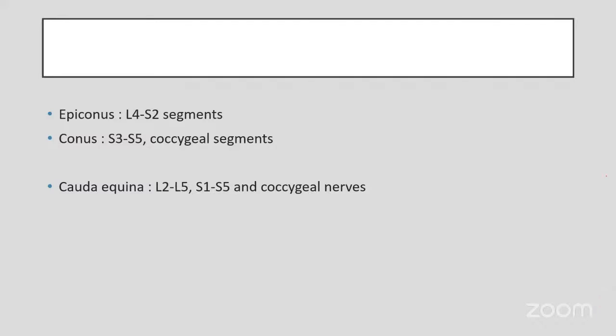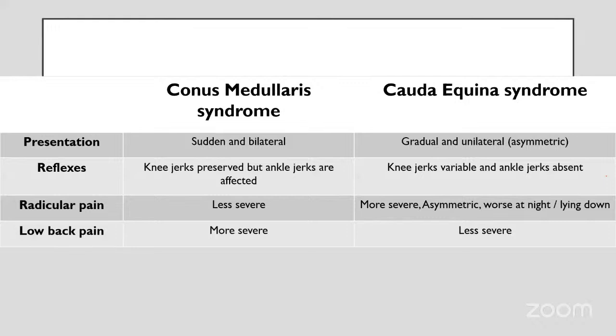Also the sensory levels. Yes, ma'am. Okay, I think you can proceed. Yes, ma'am.